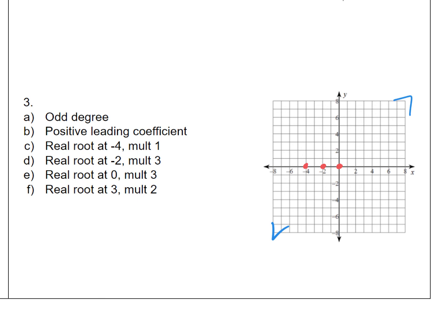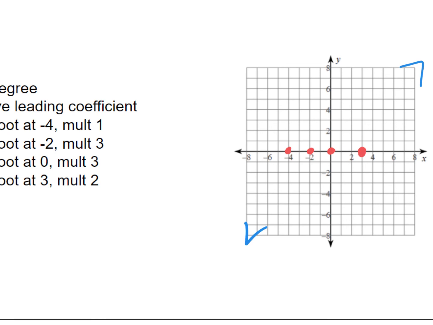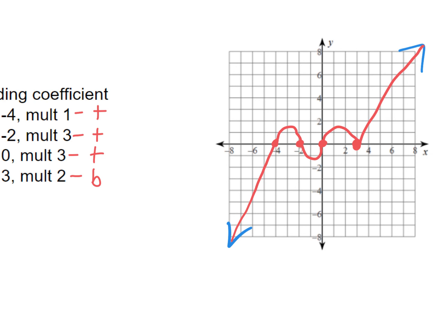Yep, don't do imaginary if it doesn't tell you that there are any. Okay, at -4, is that a bounce or a through? Through. At -2. Through. At 0. Through. At 2. Bounce. Perfect. So it should have looked something like this. Through, through, through, bounce. Okay, so a couple people are confused, okay?